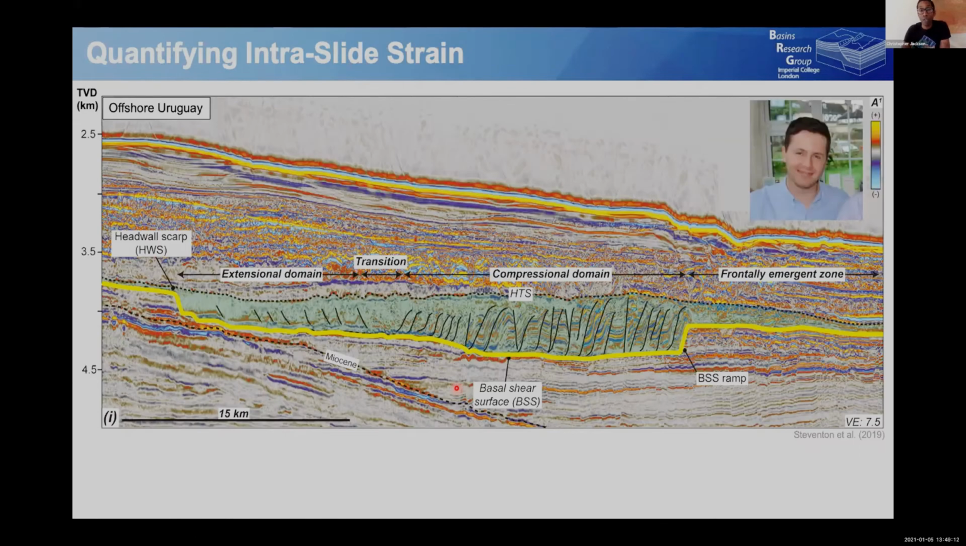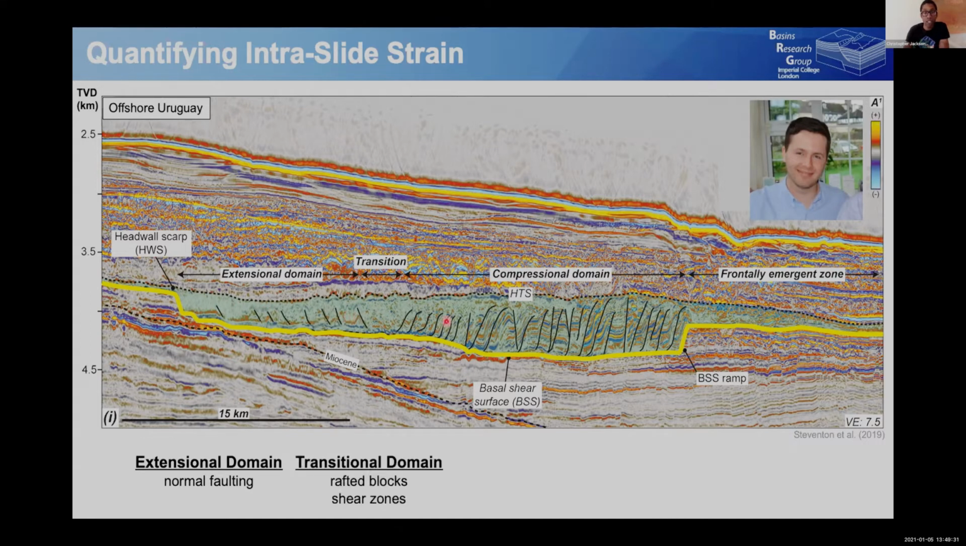So let's start off with some of Mike Stevenson's work from offshore Uruguay. This is a submarine landslide in here. This is from the marine realm. We can see the basal shear surface is highlighted in yellow in here, and it's very erosive. We can see three main domains within this body: an area of extension, up dip, and normal faulting.